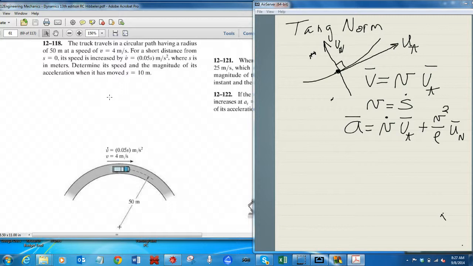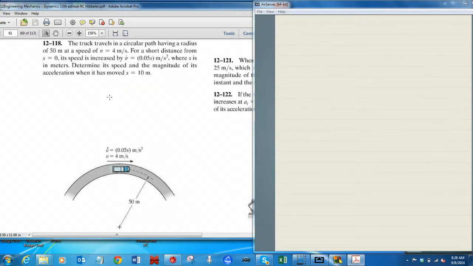Well, let's give it a shot. You know what I'm trying to do, though, right? I need to find the V when S equals 10. And we've done that before. That's how we got those fancy equations. When acceleration is constant, we separate the variables, we integrate, right? That's what I'm going to do. You ready? You're going to have to help me because I'm not that good at it.